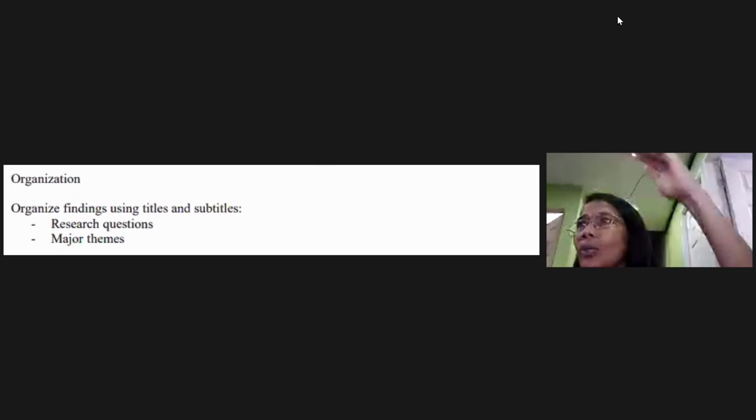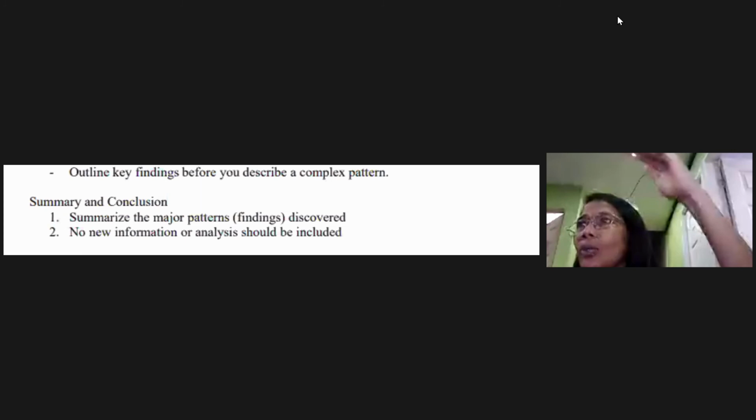Conclusion: we have summary and conclusion. Summary covers the major patterns being discovered, and in the conclusion, no new information or analysis should be included. It is not a must-go. Where you started in chapter 1 is the most important, until you finish. That is the importance of our research.